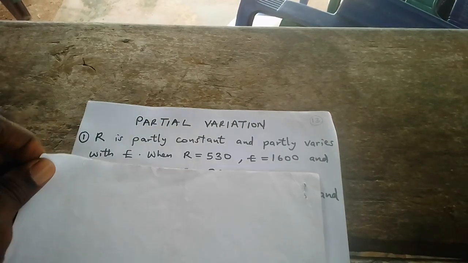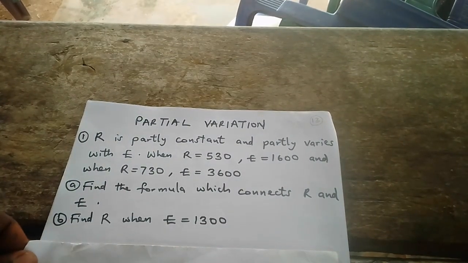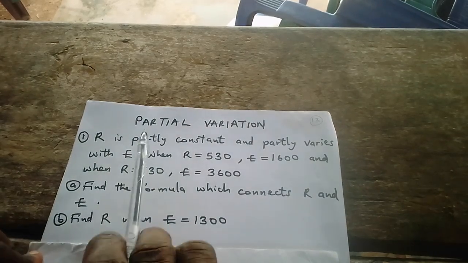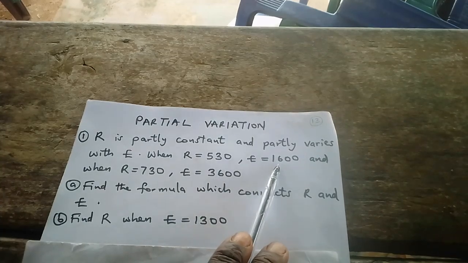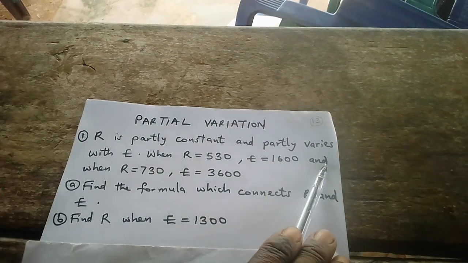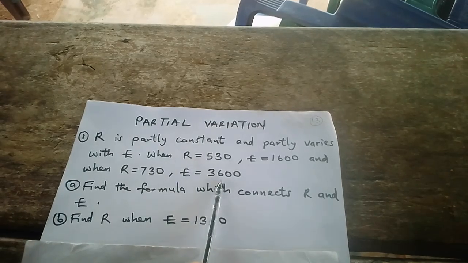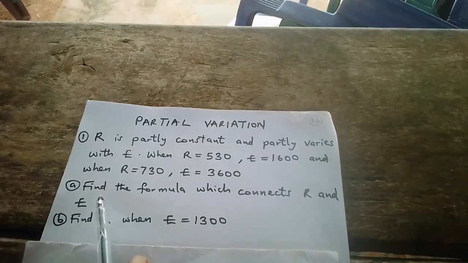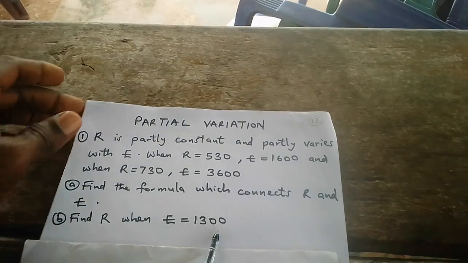Now let's consider an example to this effect. Now R is partly constant and partly varies with E. When R is equal to 530, E is equal to 1600. And when R is equal to 730, E is equal to 3600. A. Find the formula which connects R and E. B. Find R when E is equal to 1300.